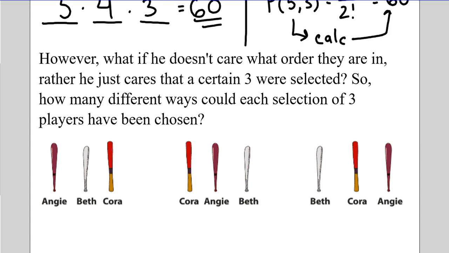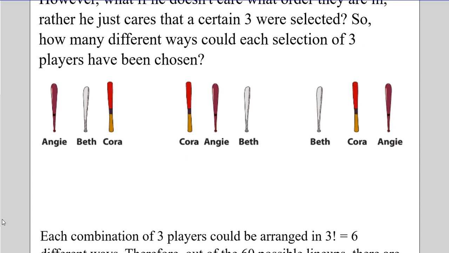Once those 3 people have been picked, there are 3 factorial different ways I could rearrange them, because there are 3 options for the first batter. It could be Angie, Beth, or Cora. Once the first one's been chosen, let's say it's Angie, then there's only 2 options for the second. Maybe it's either going to be Beth or Cora, and let's say that he selects Beth, and once it's Angie first and Beth second, it has to be Cora. So there are 6 different ways that I could have selected those 3 players, and that I essentially overcounted.